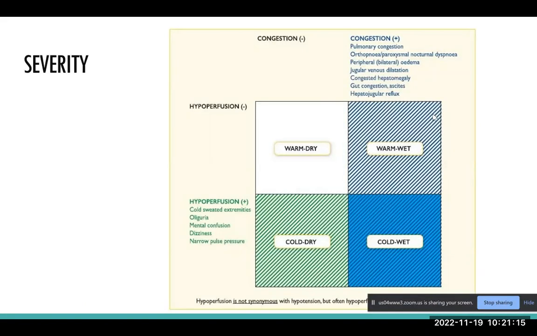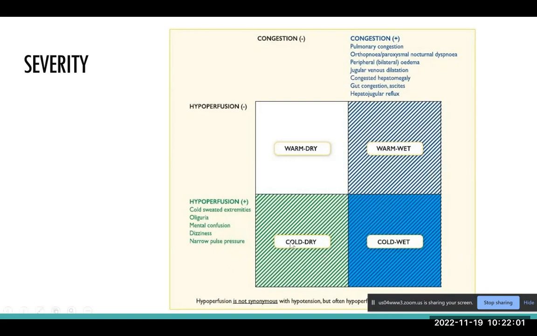And if we talk about severity, according to the perfusion status and volume status of the patient. So there are four stages. We have warm and dry, and this is the usual place where you want your patient in. You want the patient warm, so well perfused, and dry without volume overload. And then you have warm and wet, and this is the place where you see most of your patients. They are well perfused, but they are congested.